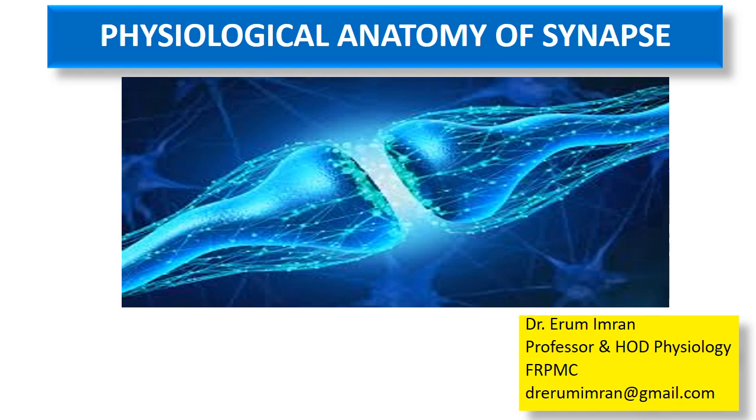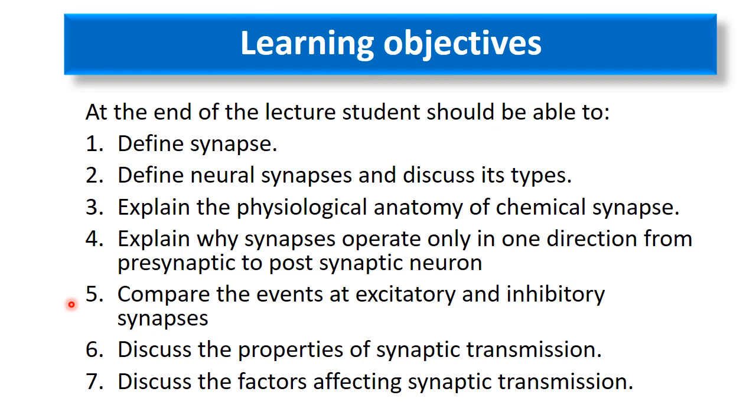Today is the second lecture of Physiology in the Neurosciences, that is the Physiological Anatomy of Synapse. Now let's see the learning objectives of this lecture. By the end of the lecture, you should be able to define what is synapse, define neural synapses and discuss its types, explain the physiological anatomy of chemical synapse, explain why synapses operate only in one direction from presynaptic to postsynaptic neuron, compare the events at excitatory and inhibitory synapses, discuss the properties of synaptic transmission, and discuss the factors affecting synaptic transmission.